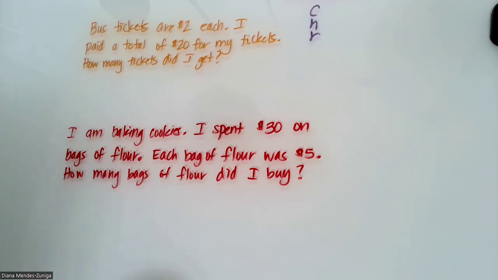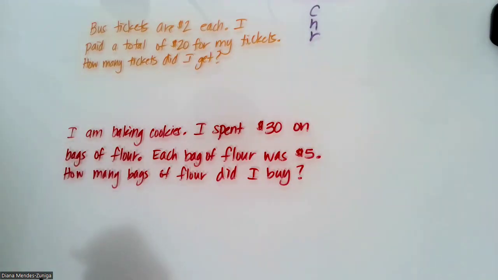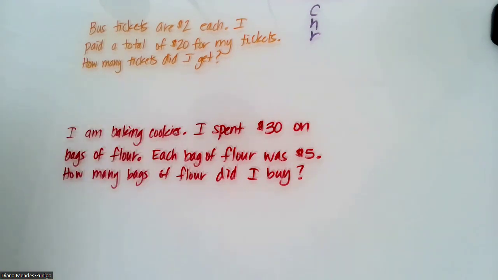Okay, so let's do our last section here. We're still dealing with cost, number of units, and rate, but now we're going to do our last formula here. Now, bus tickets are $2 each. I paid a total of $20 for my tickets. How many tickets did I get?